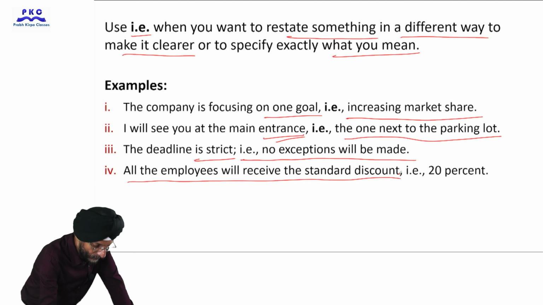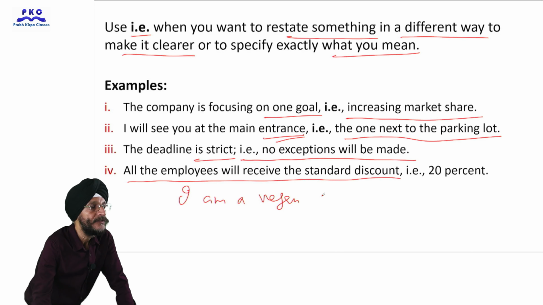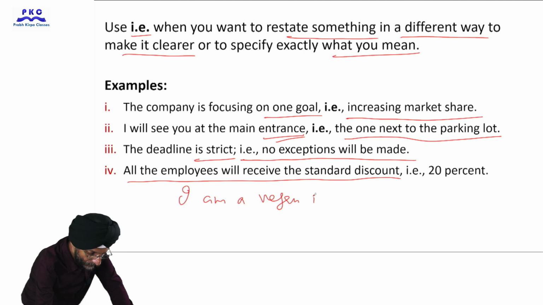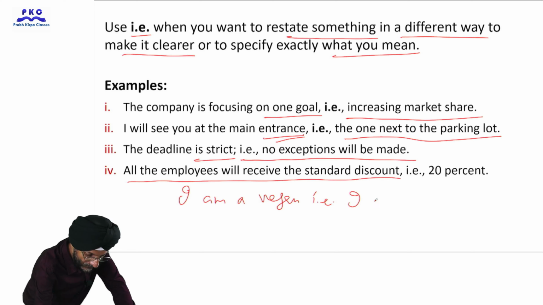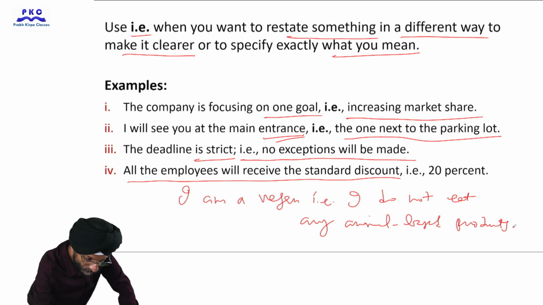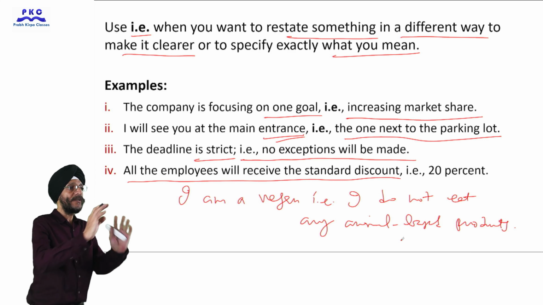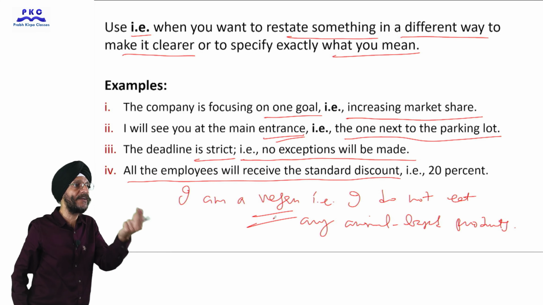So we may give another example. I am a vegan. So here we will clarify the meaning of vegan. Vegan means I do not eat any animal based products. So here we were clarifying the meaning of our earlier statement. What we have said, vegan, what is the meaning of that?